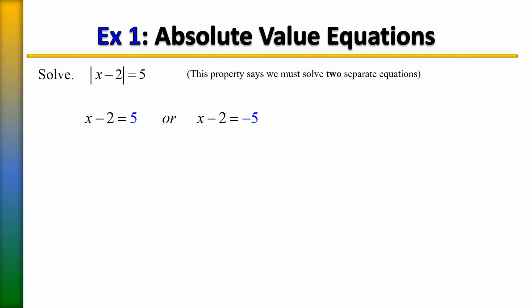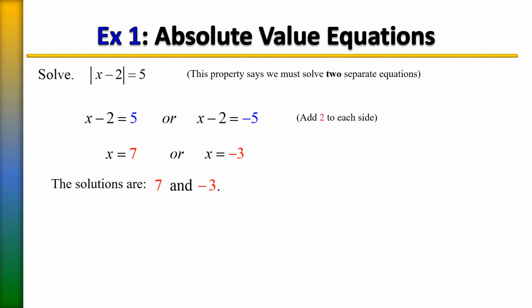So to solve both of them, we're going to have to add 2 to each side. On the first equation, adding 2 to each side is going to leave me with x equals 7. And on the other, adding 2 to each side is going to leave me with x equals -3. So we have two solutions, 7 and -3.